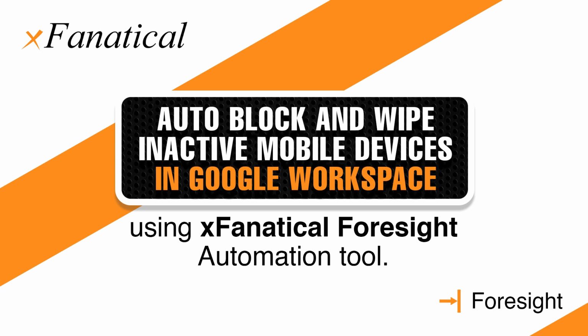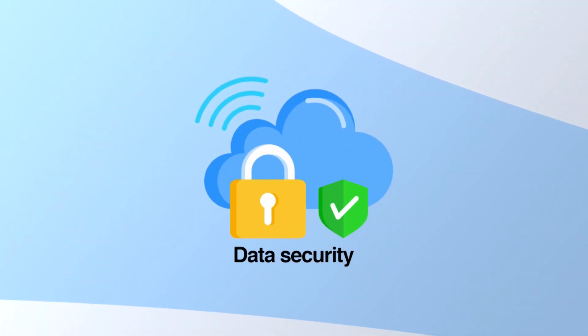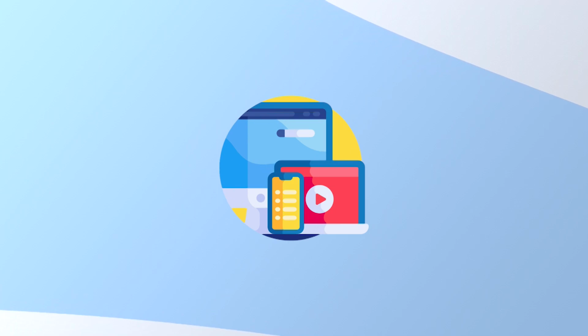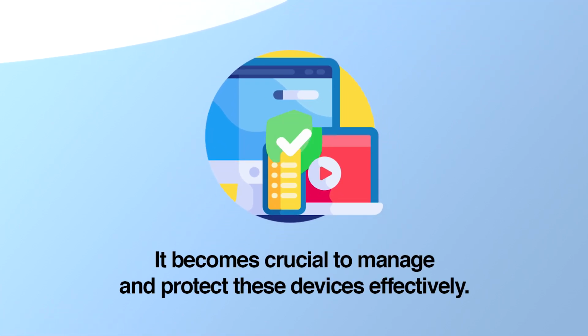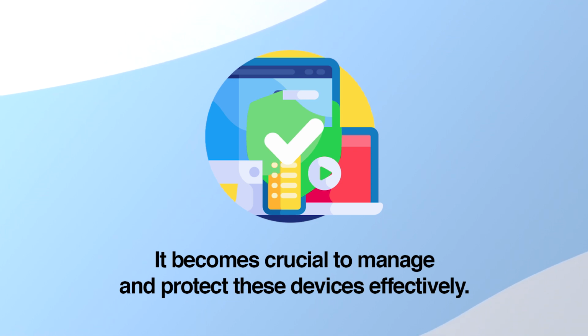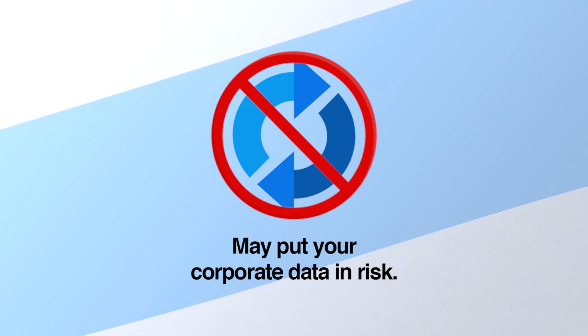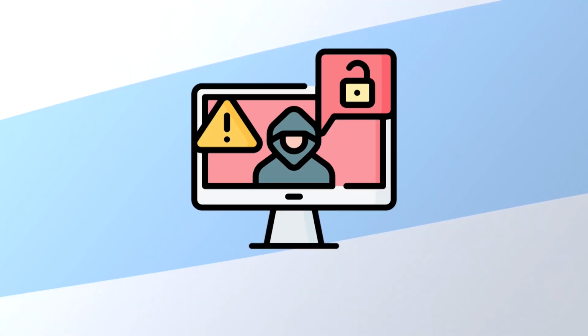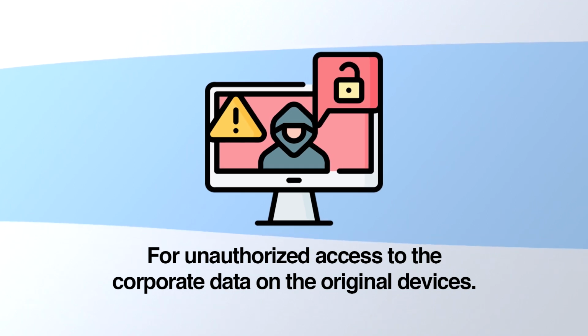In this short video, I will demonstrate how to auto-block and wipe inactive mobile devices in Google Workspace using xFanatical Foresight Automation tool. In today's digital landscape, ensuring data security is paramount. With the increasing use of mobile devices in the workplace, it becomes crucial to manage and protect these devices effectively. Mobile devices which do not sync for a long time may put your corporate data at risk. It opens up a security hole for unauthorized access to the corporate data on the original devices.